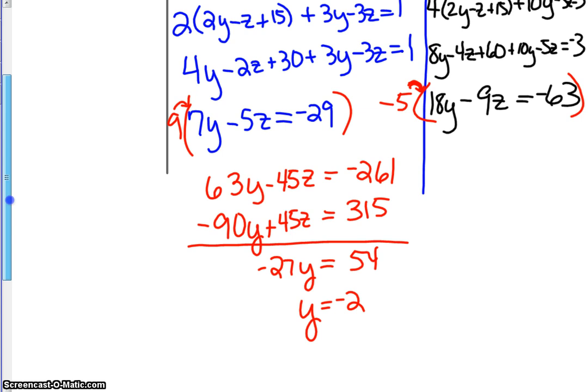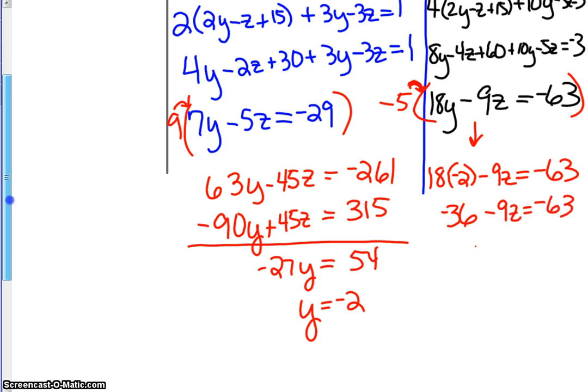I'm going to use this equation and solve for z. Now that I know y equals negative 2, I have 18 times negative 2 minus my 9z. I can use any of these modified equations to solve this. So this is negative 36 minus 9z equals negative 63. Negative 9z would equal negative 63 plus 36, which is negative 27. Z must be a 3.